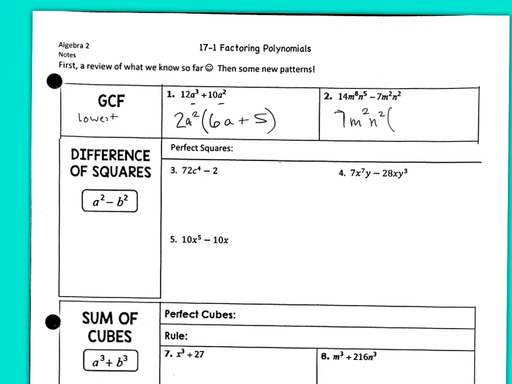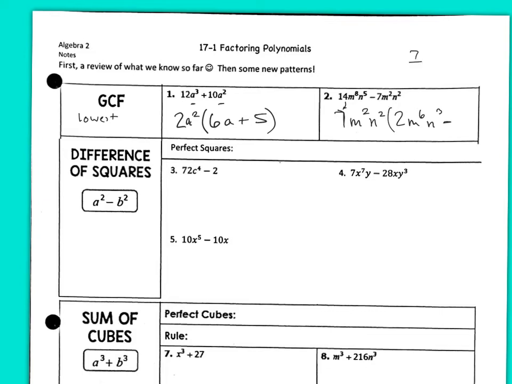So then we divide. 14 divided by 7, that's a 2. Subtract your powers. So we have m to the 8th, we took 2 out, so this is m to the 6th. And then n to the 3rd, because 5 minus 2. The minus sign stays there.